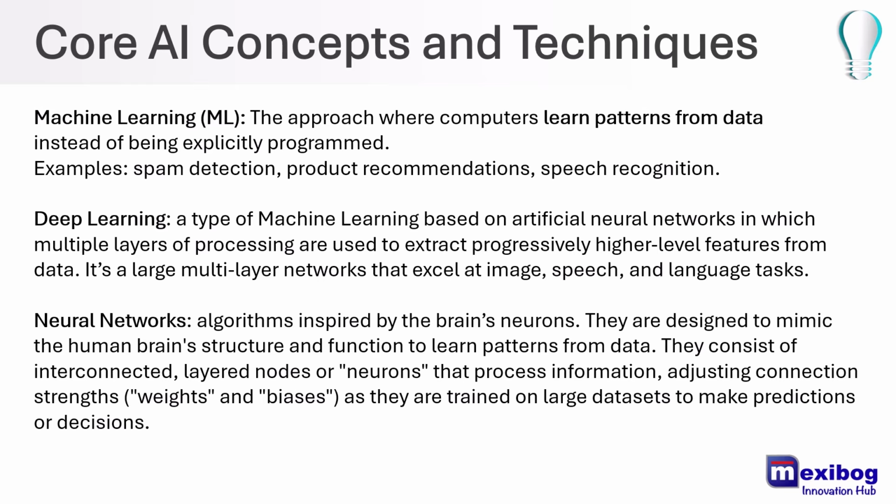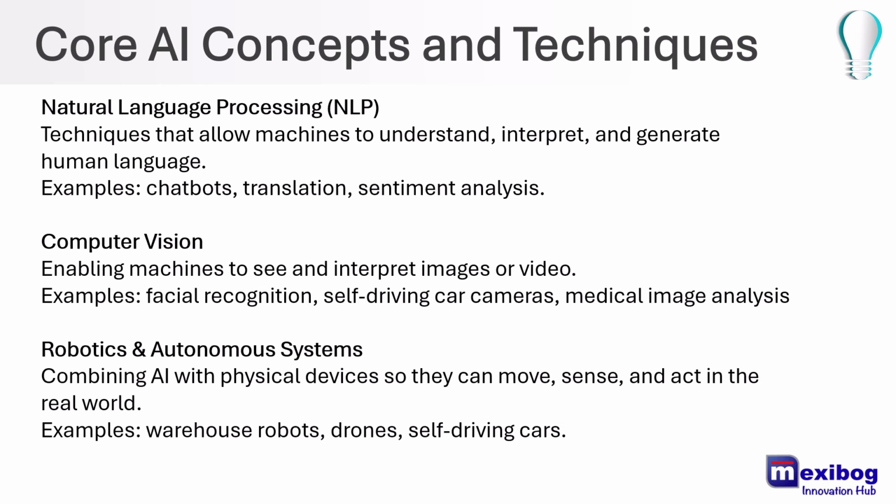So there's also natural language processing. It's part of the core AI concepts and techniques. Natural language processing is what has made people know AI so much these days. ChatGPT, Gemini, Copilot, they are the things now that people talk about. And it's not just limited to natural language processing. So what is natural language processing? They are techniques that allow machines to understand, interpret, and generate human language.